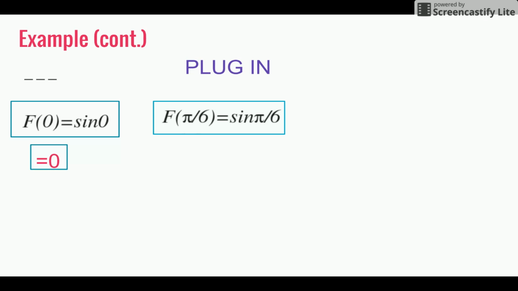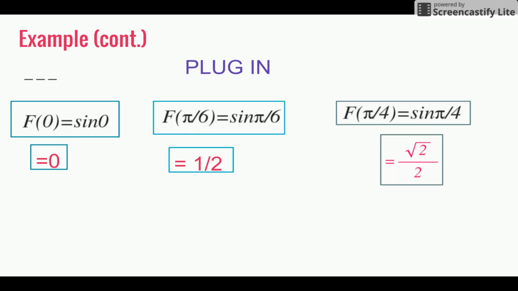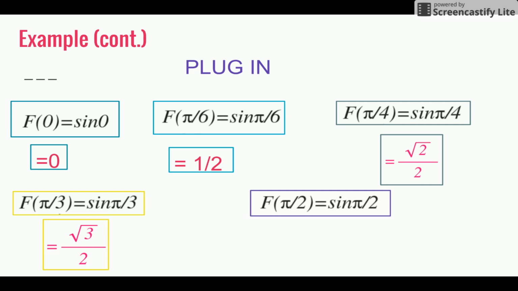Then we have pi over 6, so F of pi over 6 is going to equal sine of pi over 6, which is 1/2. Same thing for pi over 4. F of pi over 4 equals sine of pi over 4, and that's just radical 2 over 2. Then we continue to do the same thing for all the x values. For pi over 3 and pi over 2, you're going to get radical 3 over 2 and 1.